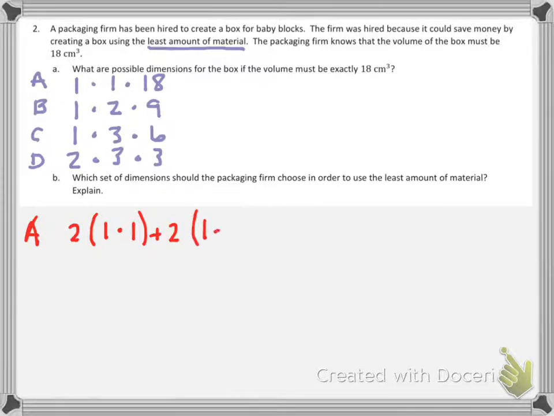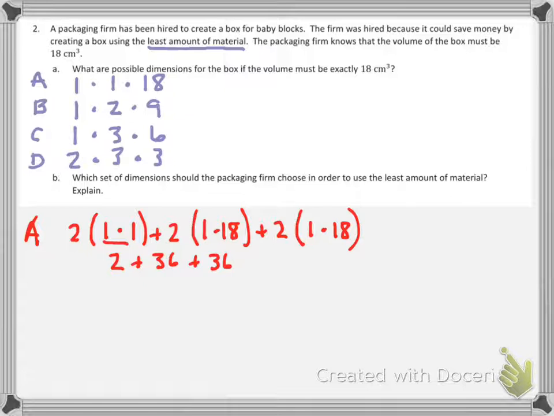So that's 1 times 1 times 18 plus 2 times the width times the height, and that's also 1 times 18. Okay, so when we get that, we get, well, this is 2, or sorry, that's 1, times 2 is 2, plus 18 times 2 is 36, plus 18 times 2 is 36. So we get 74 square centimeters for that surface area.